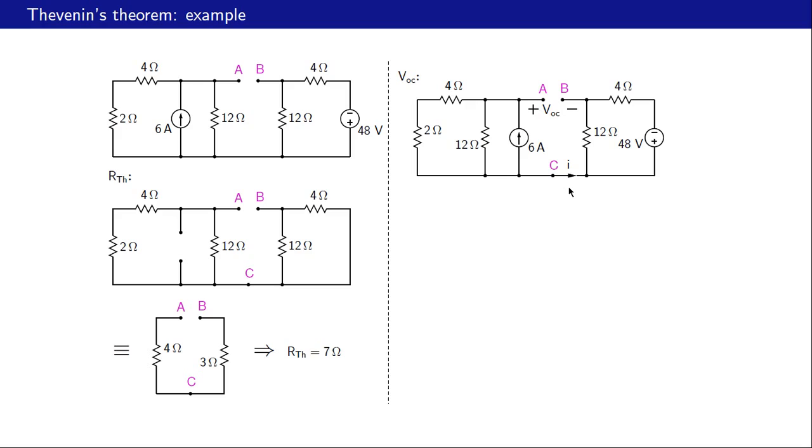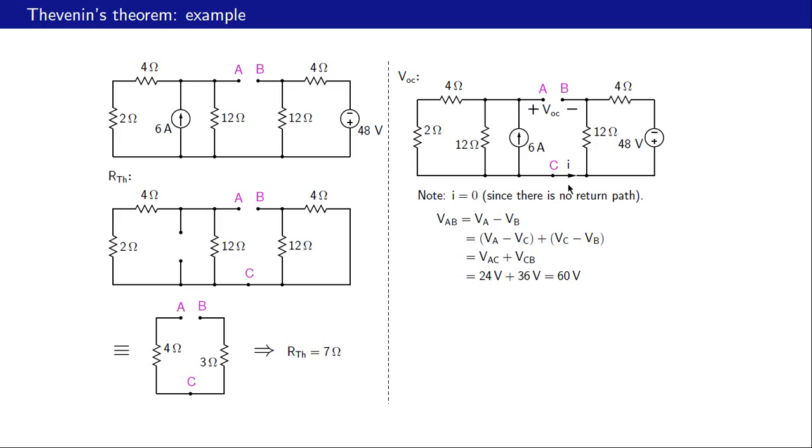Alright, once we figure that out, the rest of the calculation is straightforward. What we do now is find this voltage drop between A and C, this voltage drop between C and B, and then VAB is simply VAC plus VCB. So let us do that.